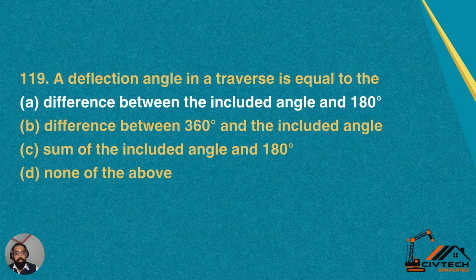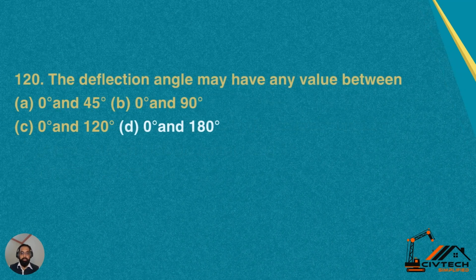119. A deflection angle in a traverse is equal to: option A, difference between the included angle and 180; option B, difference between 360 and included angle; option C, sum of included angle and 180; and option D, none of these. So A is the correct option. Deflection angle in a traverse is equal to the difference between the included angle and 180 degrees. So A is the correct answer.